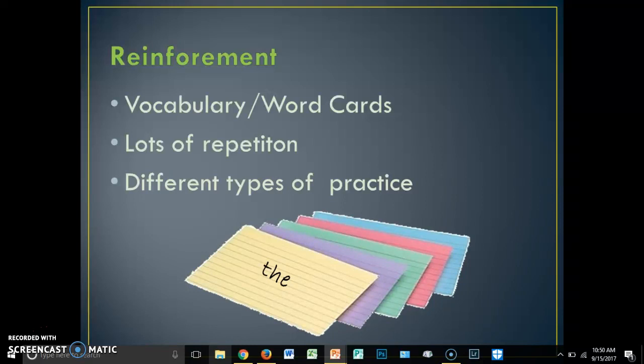Remember reinforcement. Vocabulary word cards are great. You've got examples of those in D2L that you can download for your toolkit. Lots and lots of repetition, and use different types of practice. Notice how we moved from very simple, where the students are not producing any language, they're simply identifying their comprehension, and then moving up to where they are actually writing it and reading it. So mix it up. And index cards are great for word cards, by the way.